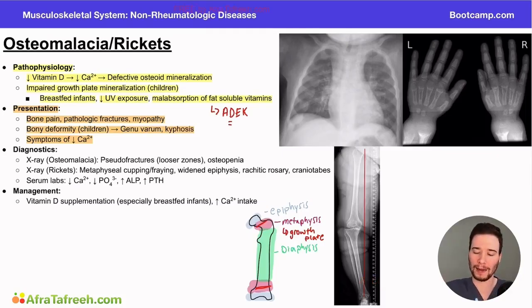Now, when we think about the diagnostics here, really, really important is to consider our x-ray findings, which are going to include things like pseudofractures, also called Looser zones, and osteopenia.